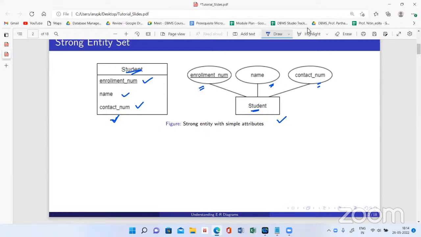The underlined attribute is what? The underlined one? Primary key. It is the key attribute. In terms of an ER diagram, I'll call it a key attribute. But whenever mapped to a table, a key attribute becomes a primary key. It's actually a primary key, you can say.